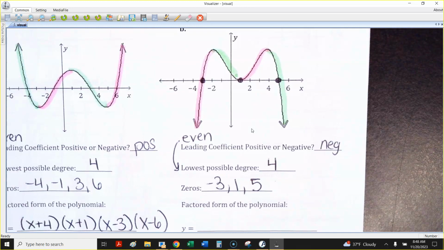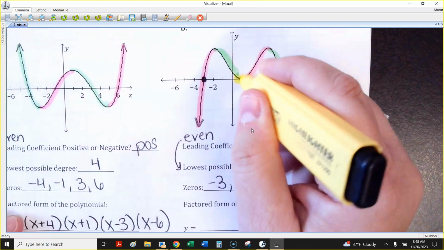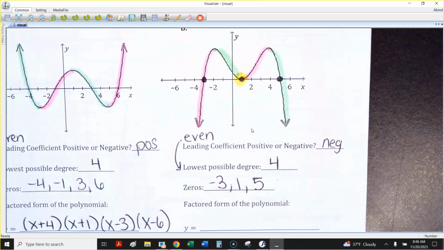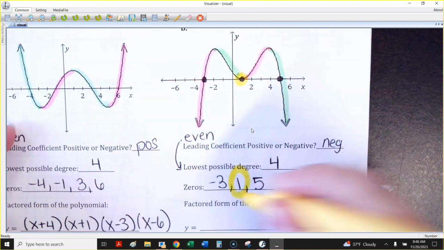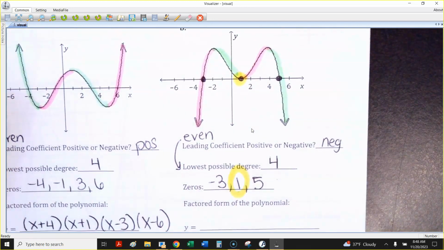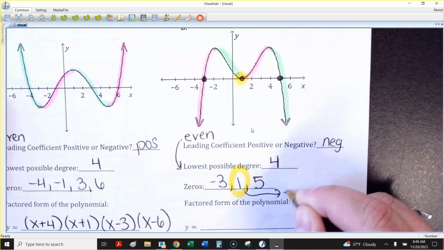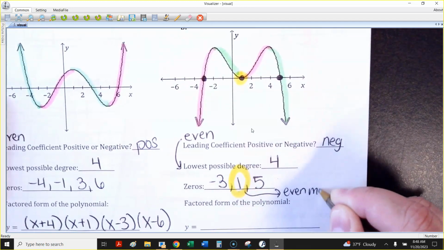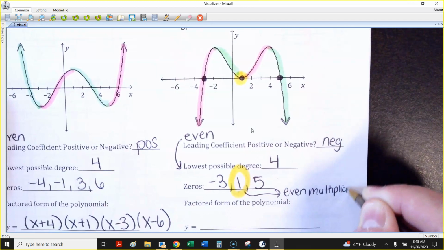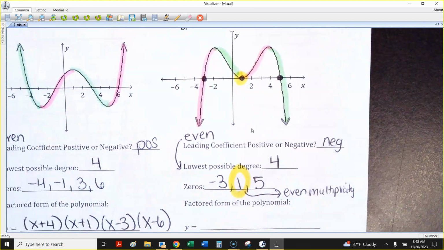Yes. At the 1, I'm just going to highlight this right here. At the 1, I don't go through the x-axis. It touches the x-axis and bounces back. If you remember from Friday, that means that bounce has an even multiplicity. So in terms of writing this out, there's 2 things on this question that we're going to have to be mindful of.